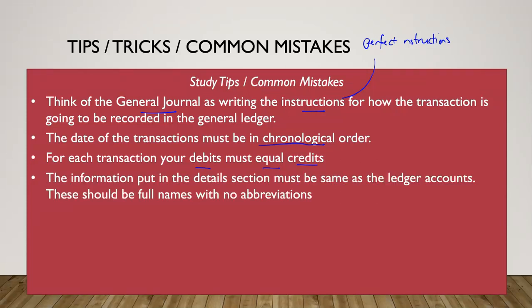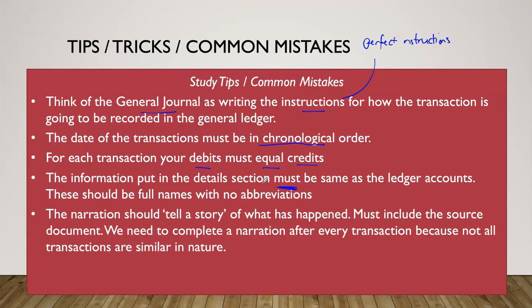The information put in the details must, and I cannot reinforce that more, must be the same as the ledger accounts. These should be full names with no abbreviations. Your accounting teacher will tell you if you are allowed to abbreviate a certain word. There is really only one or two in the entire course, and I just encourage you to do no abbreviations anyway. The narration should tell a story of what has happened.